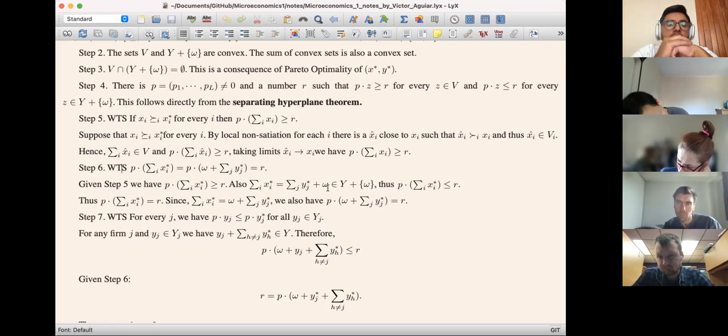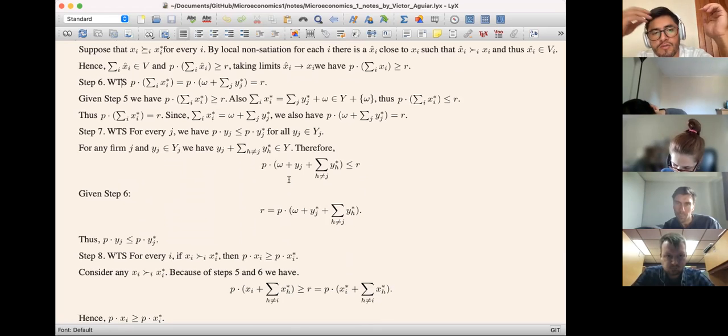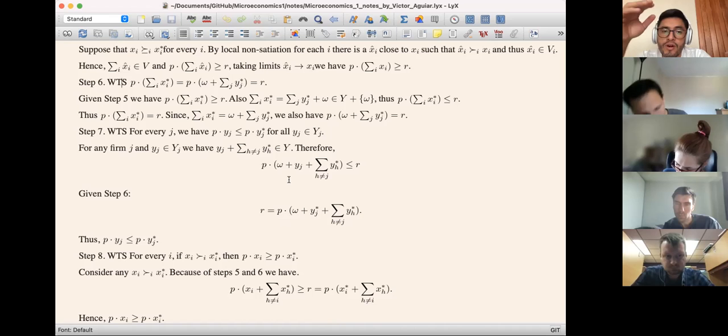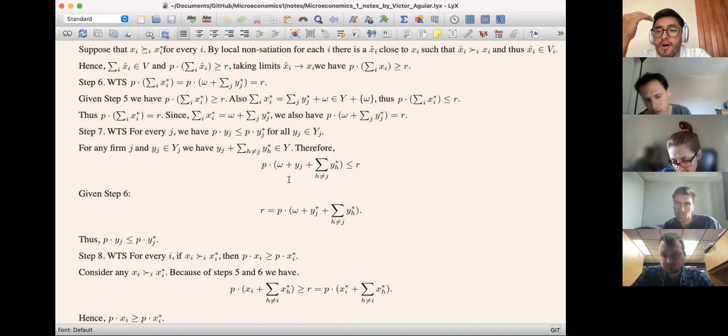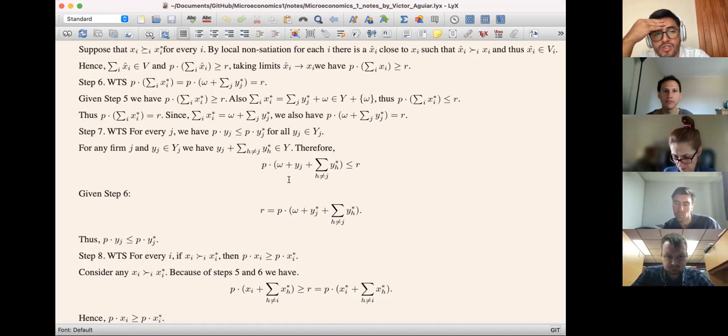So for any firm J, and Yj in a production set, capital Yj, we can separate the sum into a term that has only Yj, and then a summation that excludes Yj, okay? And therefore, because this belongs to the feasible set, it has to be that P times omega plus Yj plus the excluded summation where I remove J is less than or equal to R. Now, I know by step 6 that this is not only less than or equal to R, it is actually equal to R. So we have R is equal to P times omega plus Yj plus the summation excluded J.